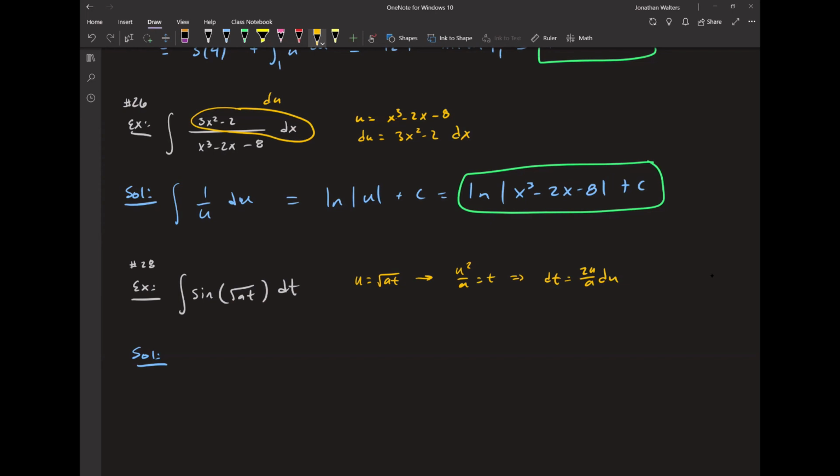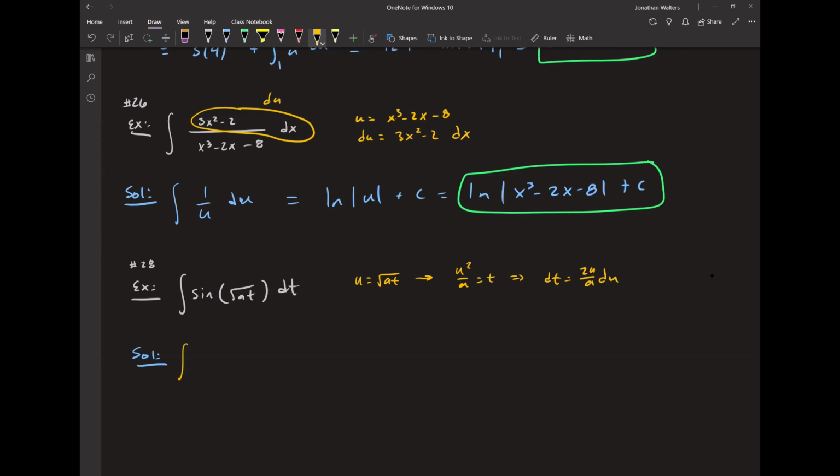That makes sense? I kind of flipped the u sub around. I got tricky with it and said, okay, let me go ahead and solve for t and then take the derivative to get dt. So did you see how that happened? It's pretty cool.